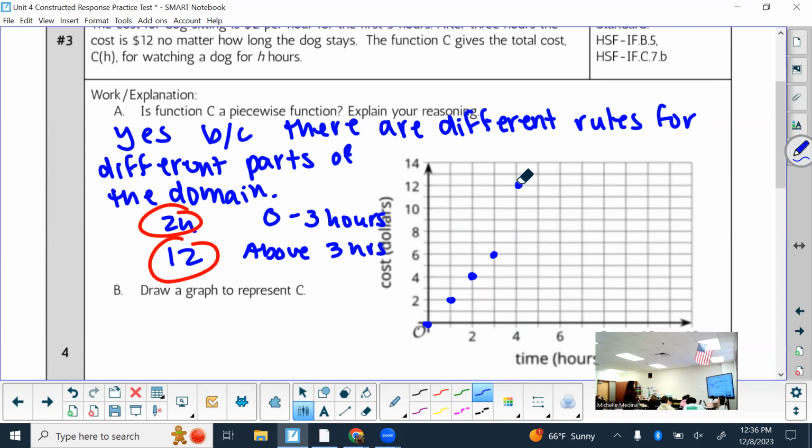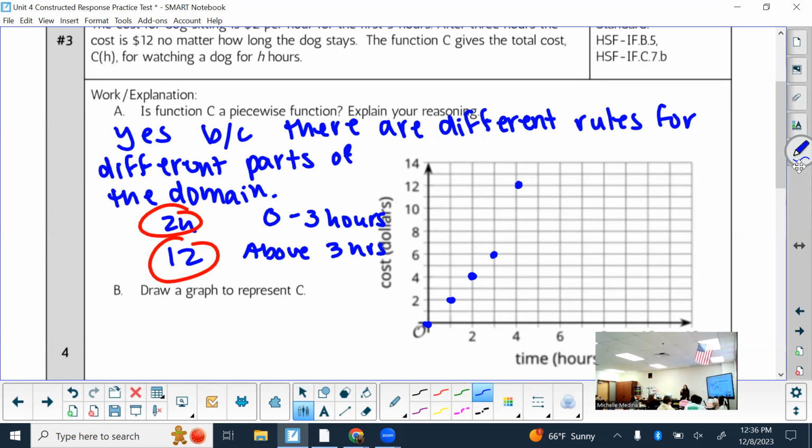From 0 to 3, it's the same rate. Should I connect the dots from 0 to 3 for the input? Should I connect these? What do you think? Could I have a fraction of an hour that the dog is there? Yeah. And could they charge me a fraction of $1?